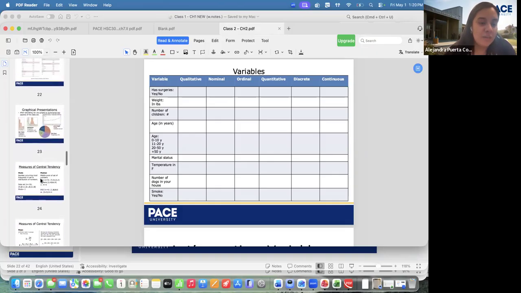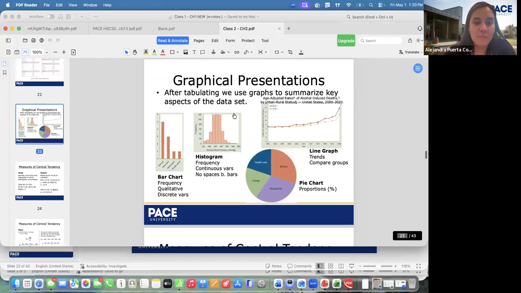Okay, just as a reminder, these are the different graphs, right? So bar charts we use for qualitative variables or discrete variables. Histograms were used for continuous variables. So if I were to look at systolic blood pressure, at weight, at age, I would use one of these, right? When would I use a trend graph or a line graph?